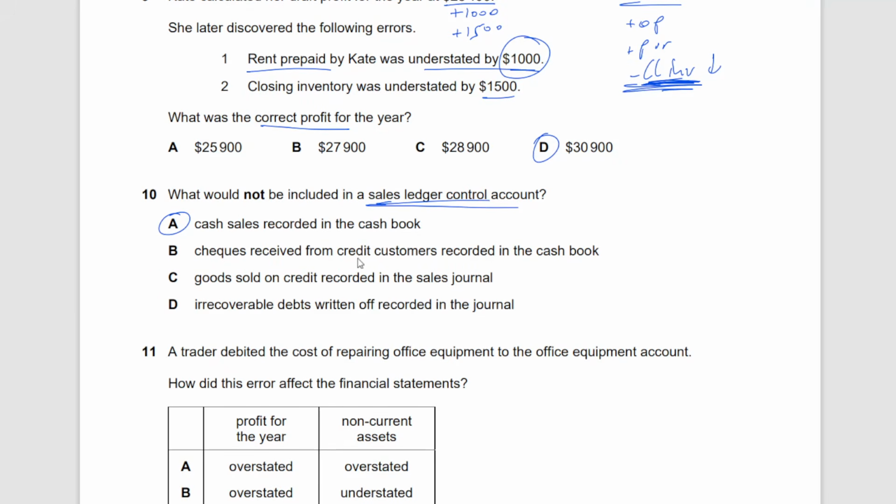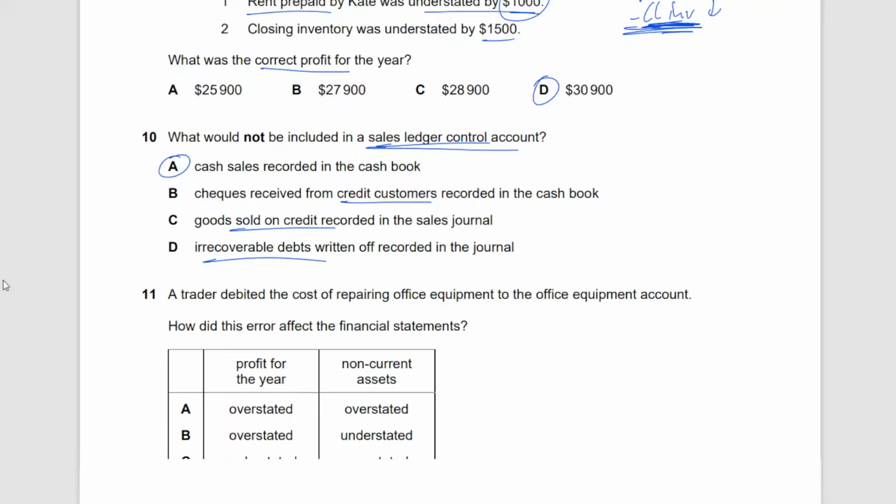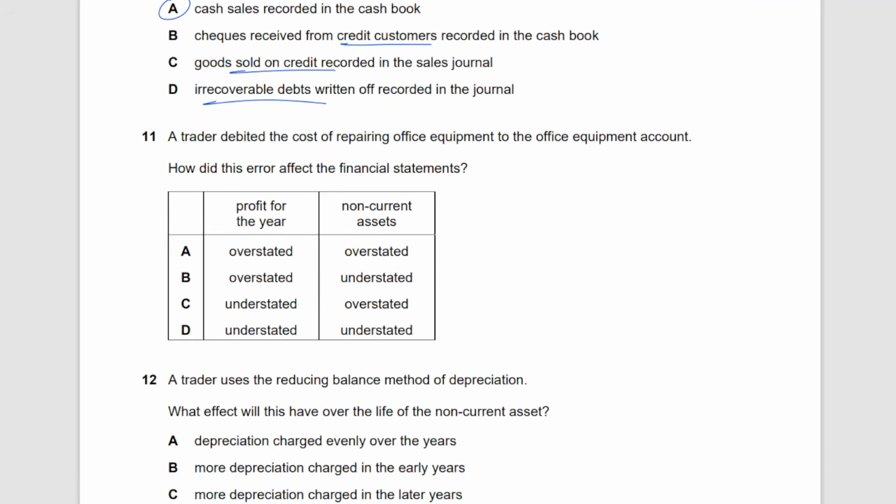Cheques received from credit customers, it's about credit customers, included, relevant. Goods sold on credit, credit sales, relevant. Irrecoverable debts is also related to credit customers. All of these are relevant to SLCA. This is not relevant, cash sales.